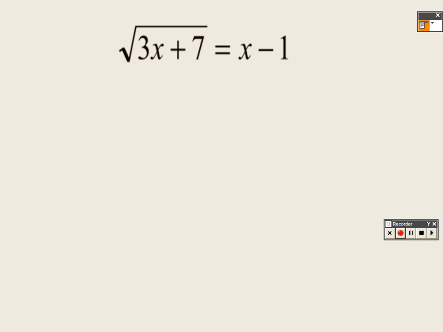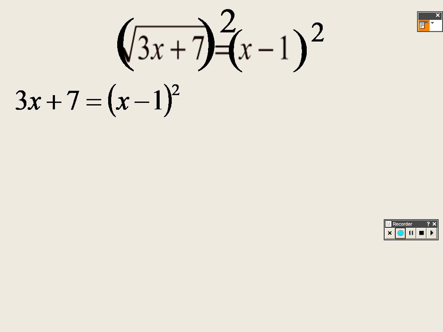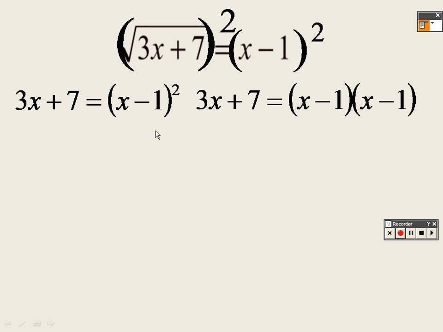So we do this again. I square both sides. When I square both sides, that gets rid of the square root, so it's 3x plus 7, but I still have an x minus 1 squared on the other side, which means I have it twice. So I have to FOIL that side.